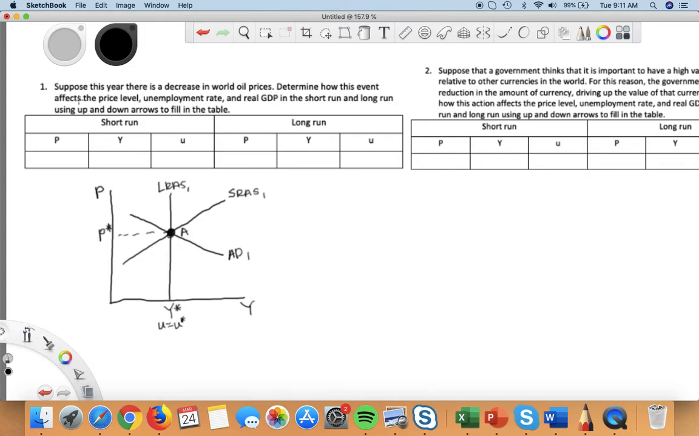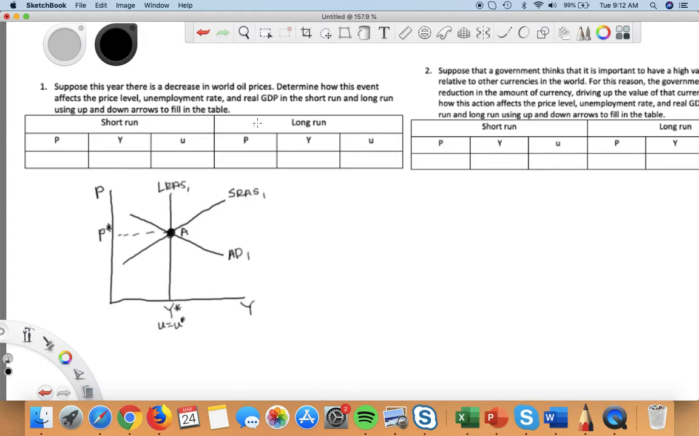So here the problem says, suppose this year there is a decrease in world oil prices. Determine how this event affects the price level, the unemployment rate, and real GDP in both the short run and the long run. Some people get confused when I ask about what happens in the short run and long run, that it means by default this curve that has the word short run in it must be moving. But when I say a short run equilibrium and a long run equilibrium, it means any of these could move initially.